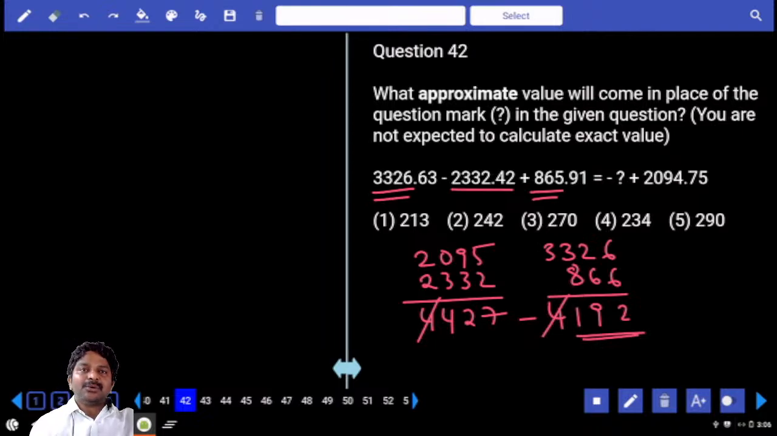Instead of 192, subtract 200, add 8 later. Subtract 200, 227, add 8 later, 235. Approximate 234.